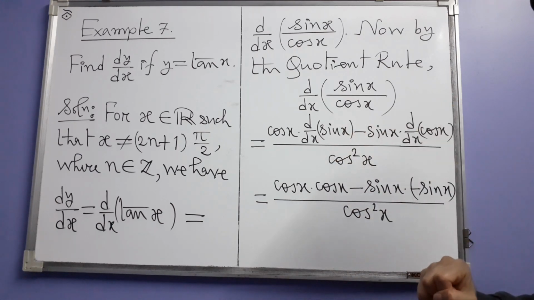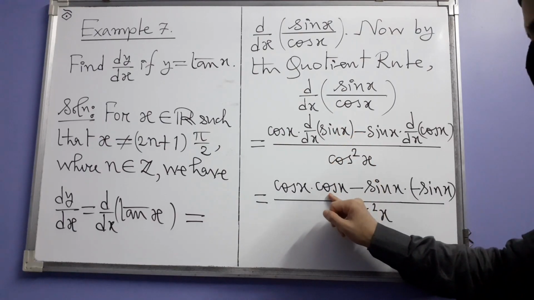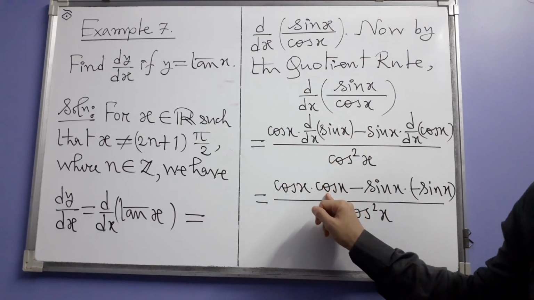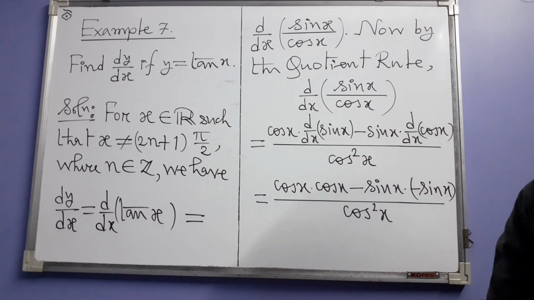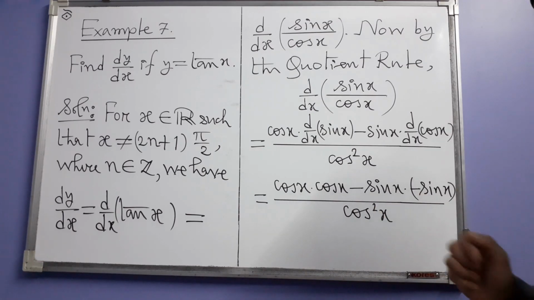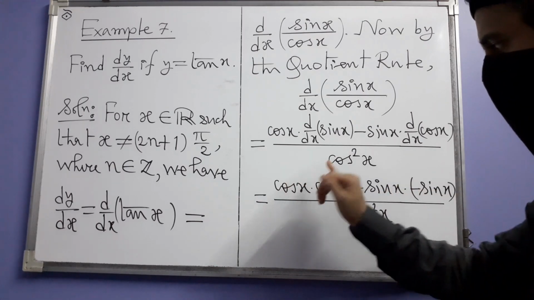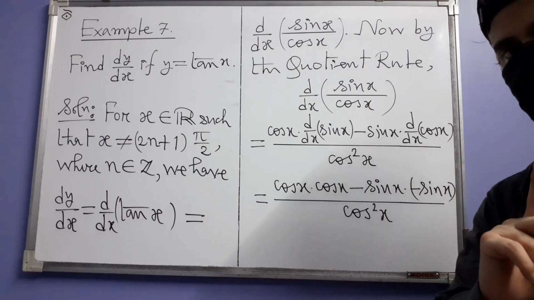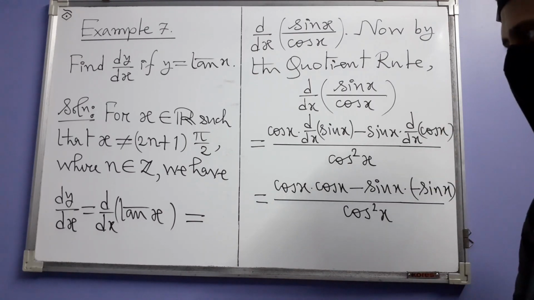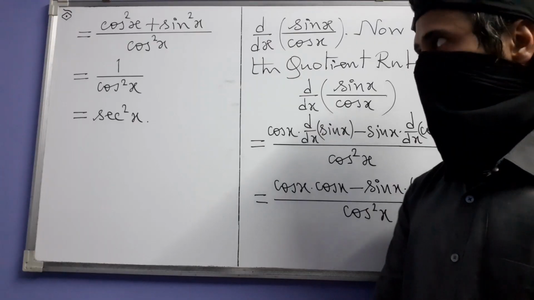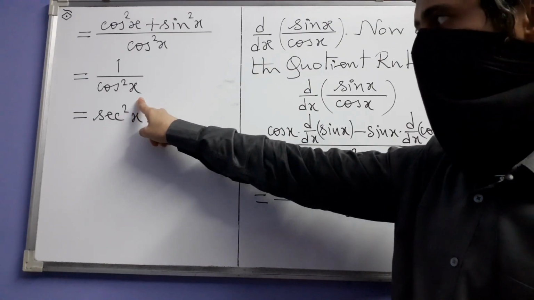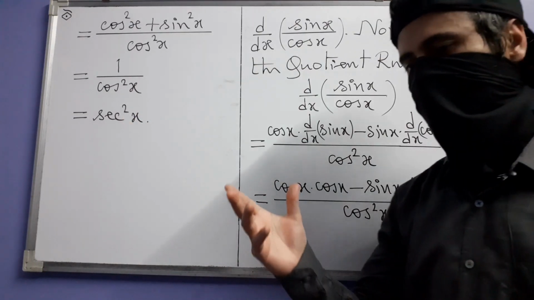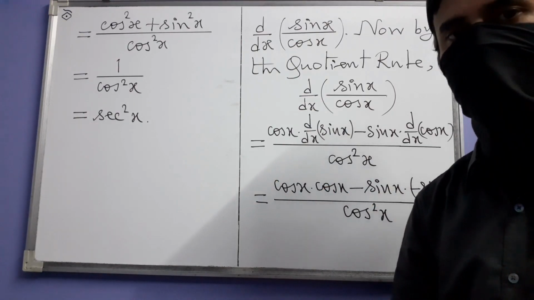Now recall these derivatives. The derivative of sin x is cos x. So here you get cos x times cos x minus sin x times the derivative of cos x, which is minus sin x. Don't forget this minus sign. So you can immediately see that this minus and minus will become plus. So you have cos square x plus sin square x in the numerator. That means you have 1. So let's continue. We get 1 divided by cos square x, which is secant square x.